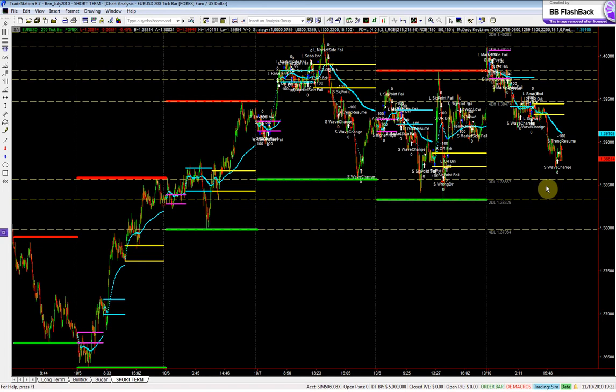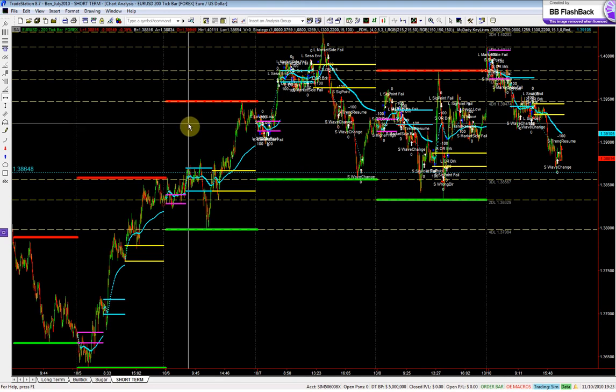Now our short point is 138.32. So the short point is the 2-day low, which represents the bottom of this boundary, and the short stop is going to be 138.60. So we'll have our short stop, 138.60, 138.64, something like that in that area.